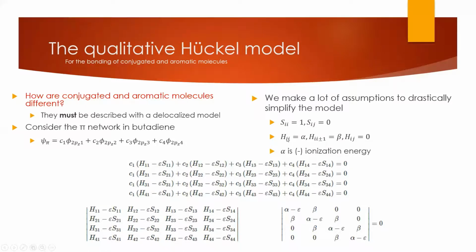Then we say that the Hii integrals, so H11, H22, H33, H44, are equal to alpha, where alpha is the negative ionization energy. So we're saying that it takes a certain amount of energy to pull an electron out of this p orbital, and that's what the energy of the p orbital is. Then for the Hij, where j is i plus or minus 1, so these off values here, we assign a value of beta, which is just an adjustable parameter. And then for everything else, we set that to 0. That simplifies this whole nasty matrix into this one, which maybe still is nasty, but there are a lot of zeros, which makes a lot of cancellations possible.